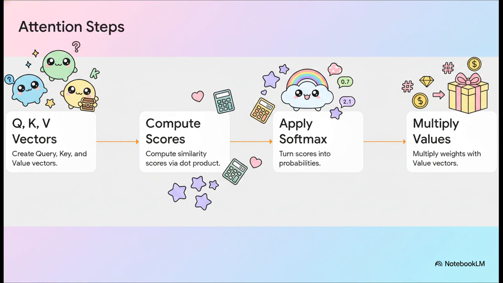Step 2, we compute similarity scores by comparing the current word's query with all the other keys. Step 3, we apply a softmax function to turn those scores into probability weights. And step 4, we just multiply those weights by the value vectors. Boom! That's your final output. It's a beautifully logical flow.